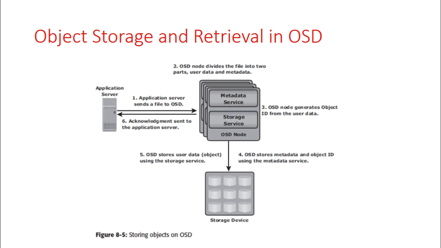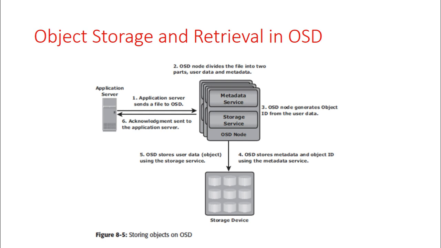As we had seen, the application server is connected to the OSD nodes through an external network. The application server should first present the file to be stored, or send the file to be stored, to the OSD node. That is the first step in storing the objects in OSD. The next step is the OSD node divides the file into two parts, that is the user data and the metadata. So after the application server has sent the file to be stored to the OSD node, the second step is the OSD node splits the file into two parts, that is the user data and the metadata.